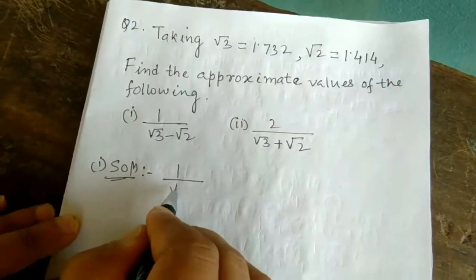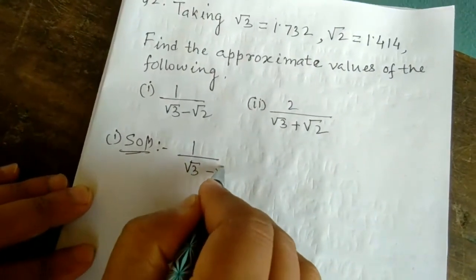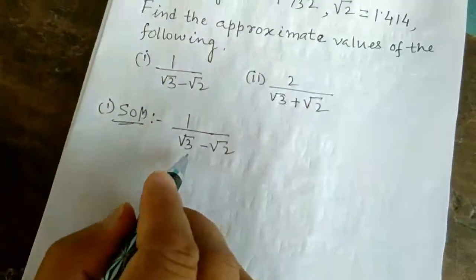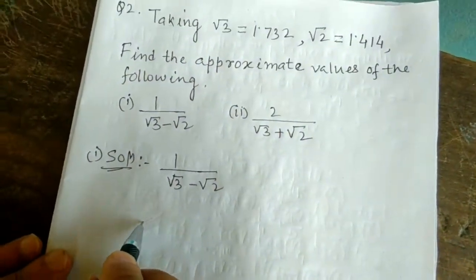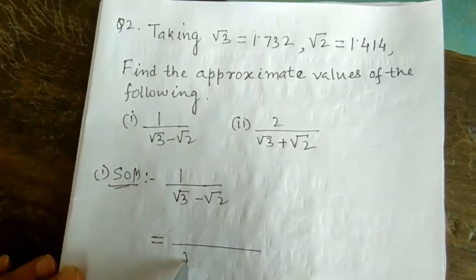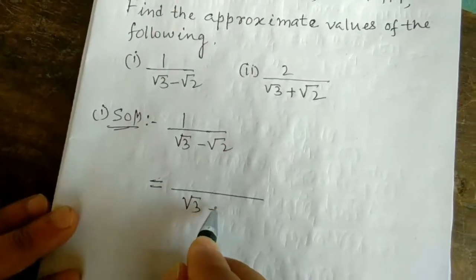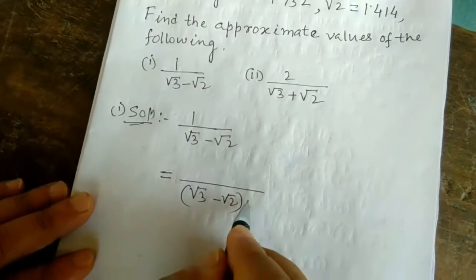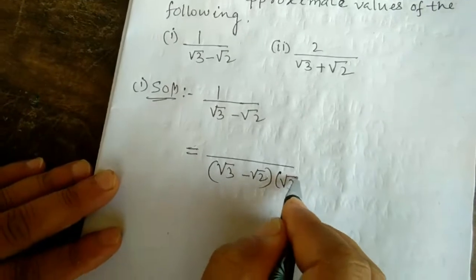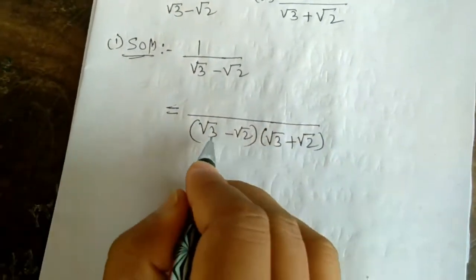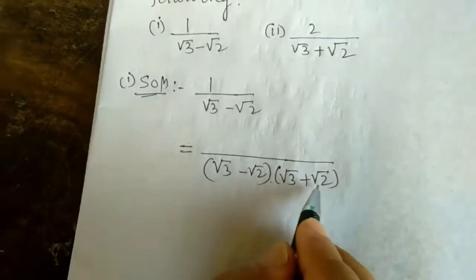1 by root 3 minus root 2. Values of root 3 and root 2 are given, but you will not put that now. Okay, you will not put in denominator. First you rationalize, then it will become easy. This is in the form of a minus b, so to multiply by a plus b. Okay, the denominator is in the form of a minus b, so to multiply it by a plus b.